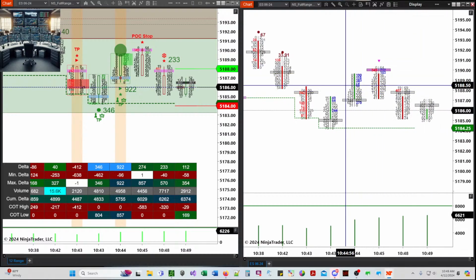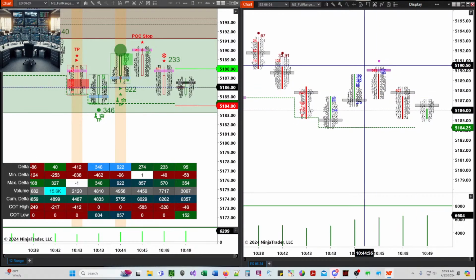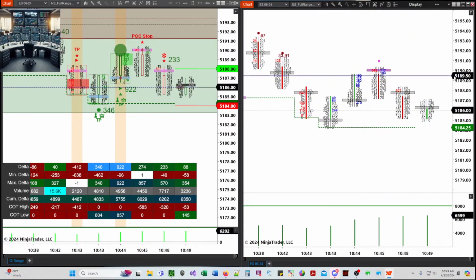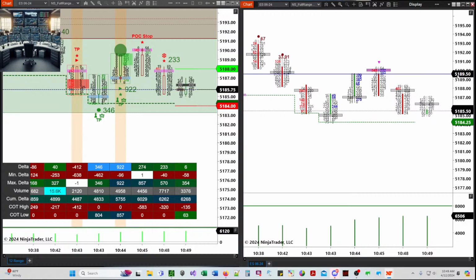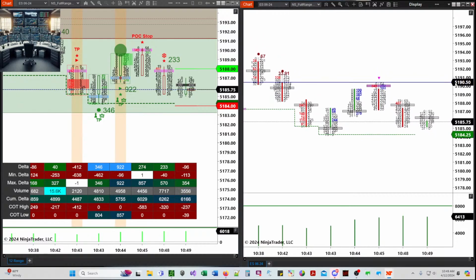POC waves, a box usually pops up around the POC waves. This is not a POC wave, maybe because it's not at a swing either. So I do have that option checked off.